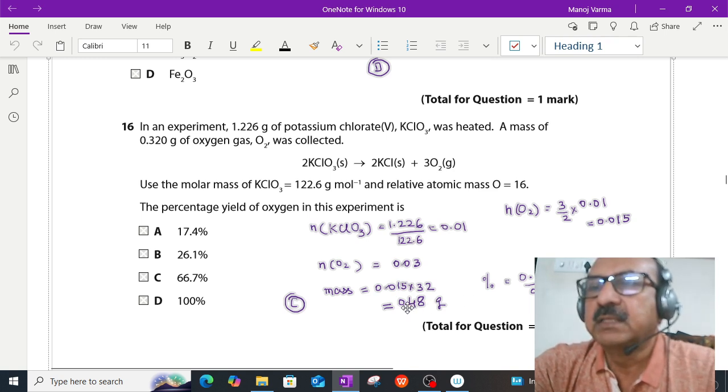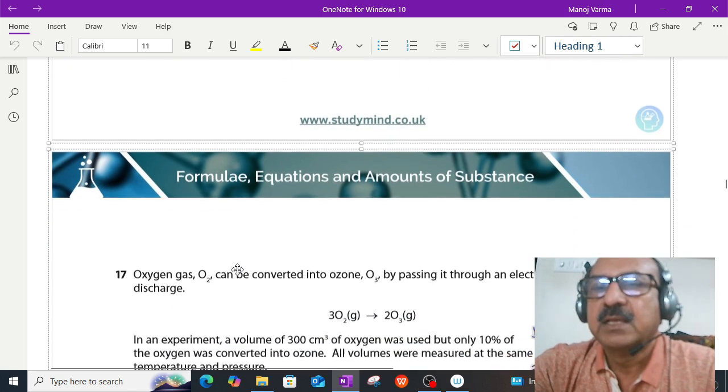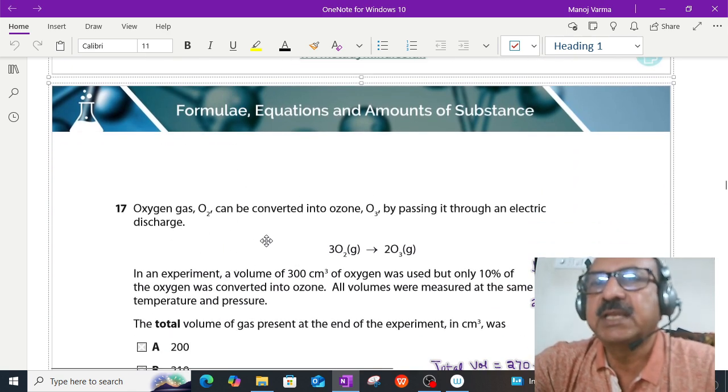So the expected yield is 0.48, but we got only 0.32. So the percentage yield is 0.32 over 0.48 into 100, which is 66.7%, and the answer is C. Okay, so we go on to the next question, 17.